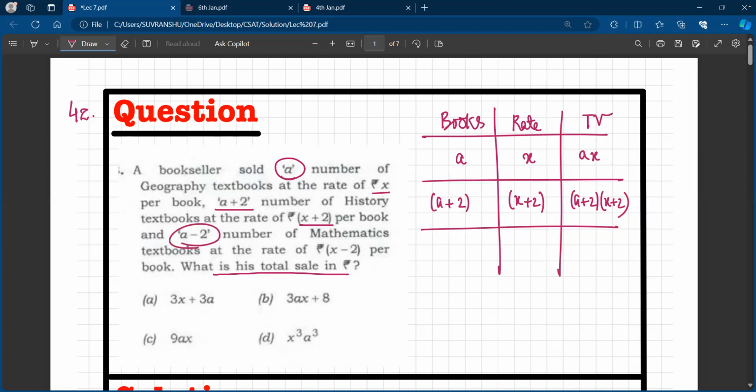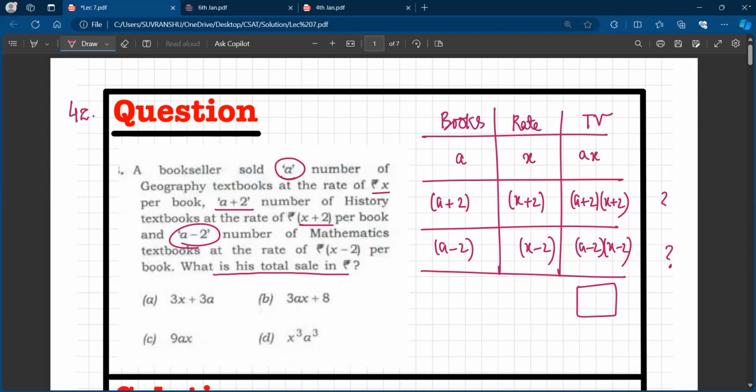A minus 2 number of mathematics books at the rate of X minus 2. A minus 2 into X minus 2. As of now, I didn't add these all. Why am I telling you? The normal student will add everything, find this value, add everything, get the answer. If you apply a trick, you will also get the same answer. But what's the difference? The difference is of 1 minute. Isn't it important? Obviously, yes.